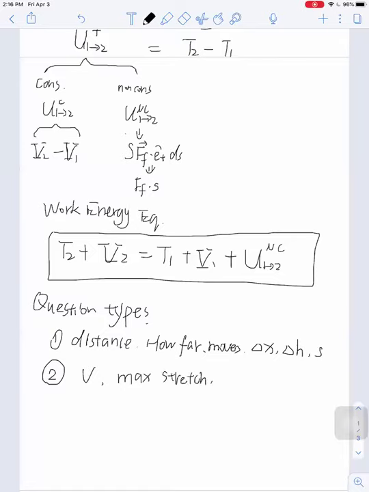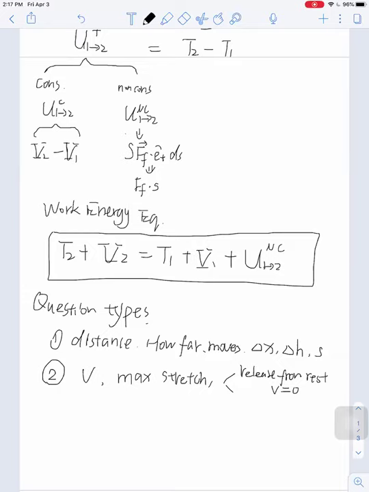Just a side note: if a system is released from rest, what does that mean? That means all the masses in the system at the beginning, at position 1, if it is released from rest, the speed of all the masses is equal to 0.